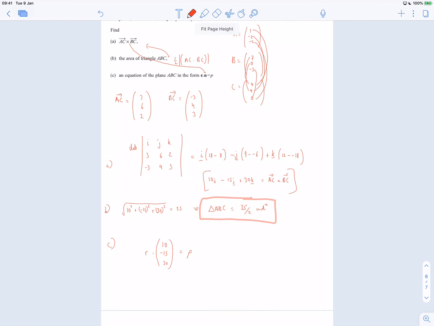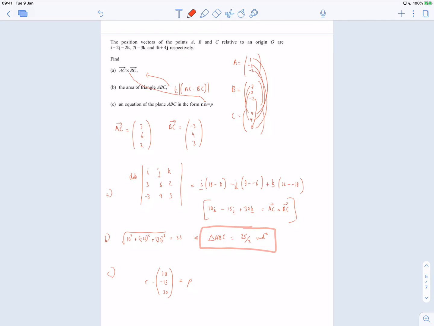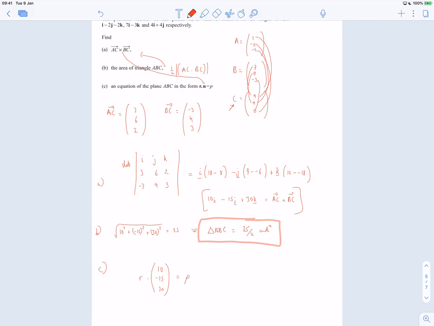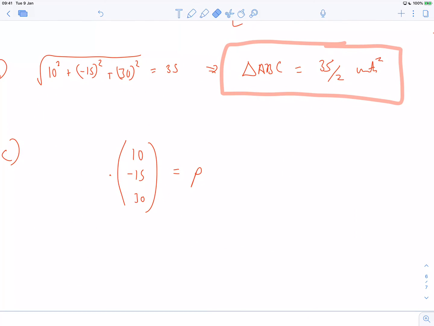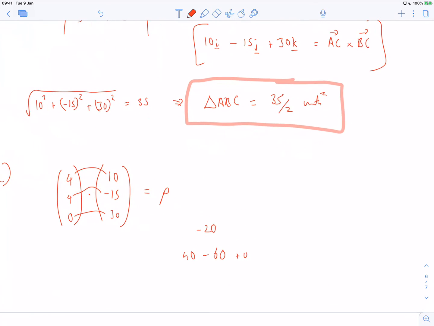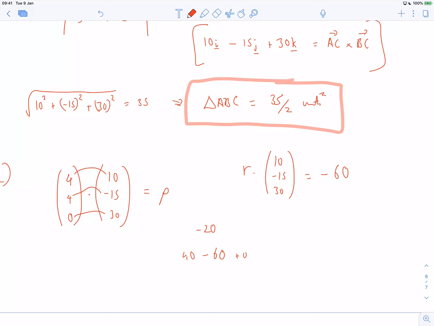Well, do I know any points on the plane ABC? Yes, I know a few of them. Well, let's pick C, because the numbers are nicer, (4, 4, 0). So apparently, if I do (4, 4, 0) dot this, I should get a constant. So 4 times 10 is 40, 4 times minus 15 is minus 60, 0 times 30 is nothing. So this is minus 20. So actually, r dot (10, -15, 30) will equal minus 20.